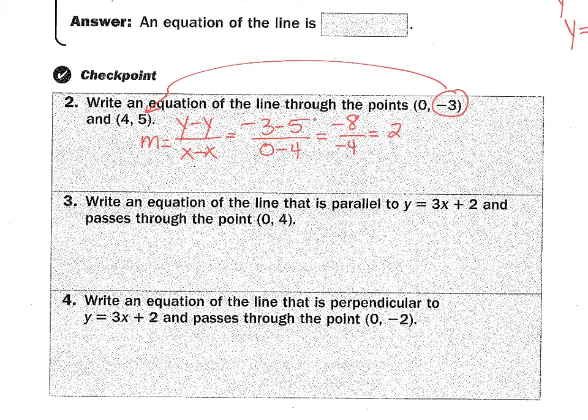Does everybody agree? What's my y-intercept? Carson? -3. Yeah, how'd you know it was -3? Because x is 0. Exactly. She knew because x was 0, the y-intercept has to be -3. So what is the equation of the line? Jack? y equals 2x plus -3, or y is equal to 2x minus 3. Yep. Either one.